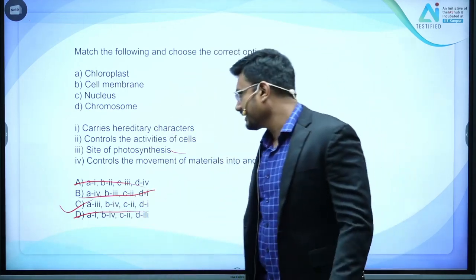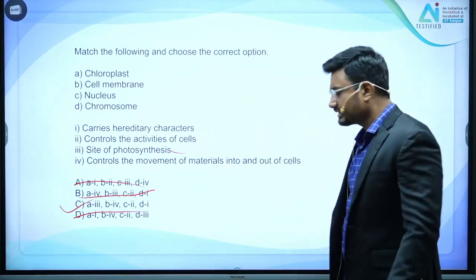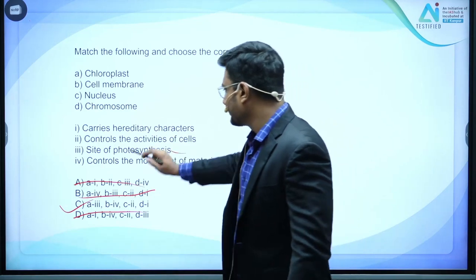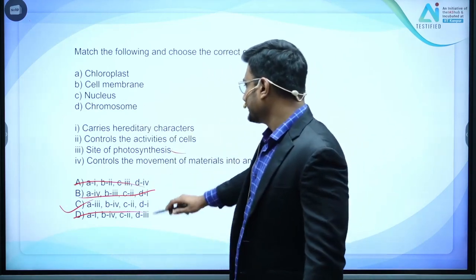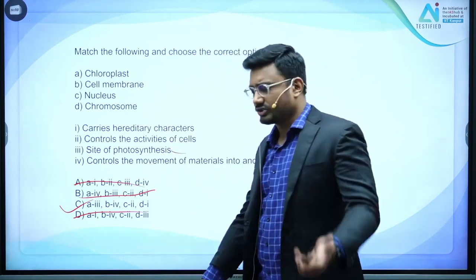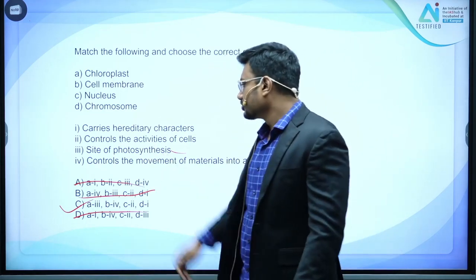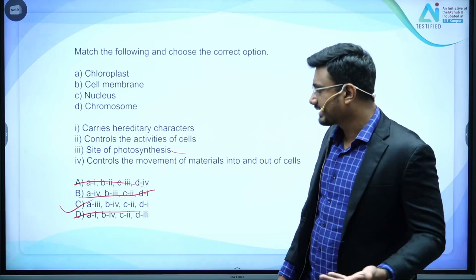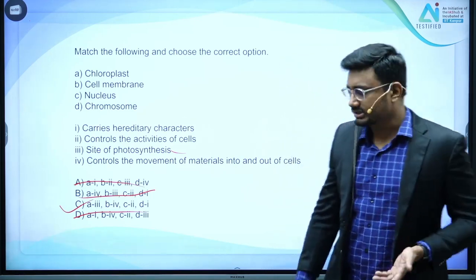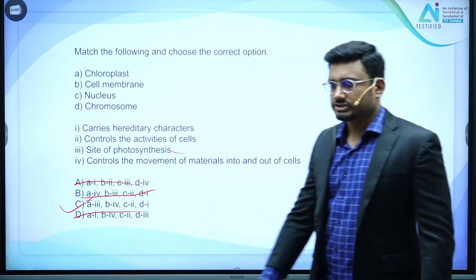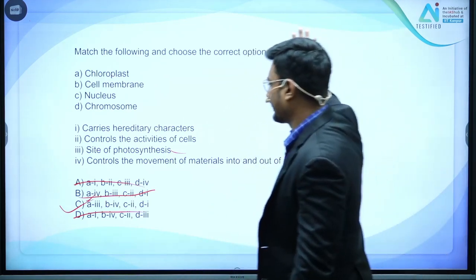Cell membrane controls the movement of materials into and out of the cells because it is porous. So B would be fourth. Nucleus controls the activities of the cell. So it would be second one. Chromosome carries the hereditary characters. So D would be 1. So the correct answer would be C. So now let's move on to the next slide.